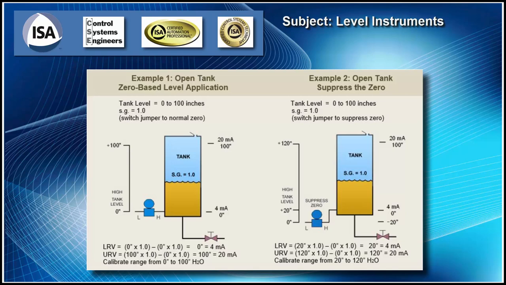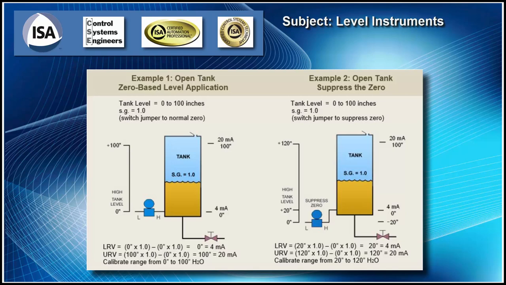In example one, we see the tank is vented to atmosphere, and the low side is vented to atmosphere. That means they cancel each other out, and there's no pressure being applied to L, because what's applied by atmosphere to the water is subtracted. All we're left with is the weight of the water in the tank, and it has a specific gravity of 1, so it's probably water. Remember, our formula is the high side minus the low side. The lower range value would be 0 times the specific gravity of 1, that's the high side, minus the low side, which is 0 with the specific gravity of 1. Specific gravity doesn't matter because it's 0 height. That equals 0 inches, which is 4 milliamps.